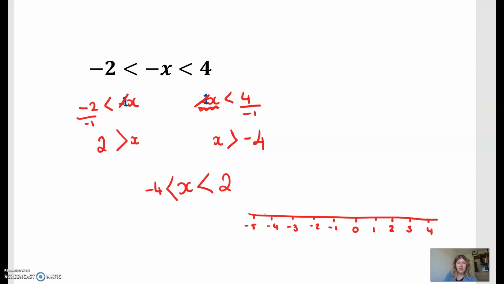So x is between negative 4 and 2, and neither of those are equal to, so we use an open circle for both. So we have an open circle at negative 4, we have an open circle at 2, and then x could be any value between those two open circles. And that's how we would represent it on a number line.